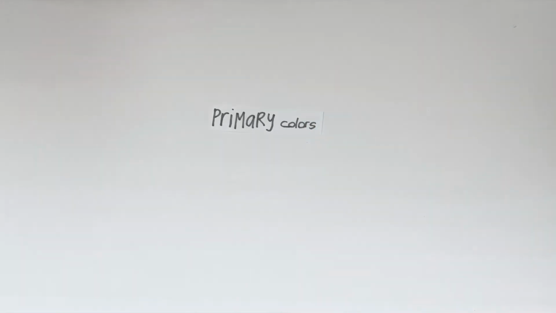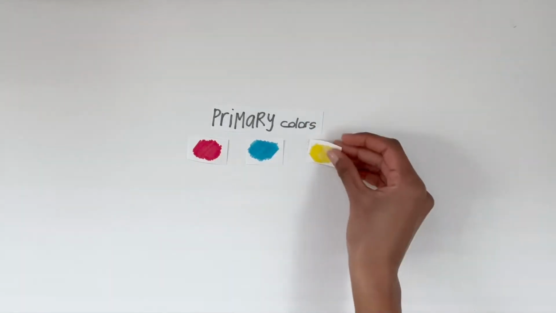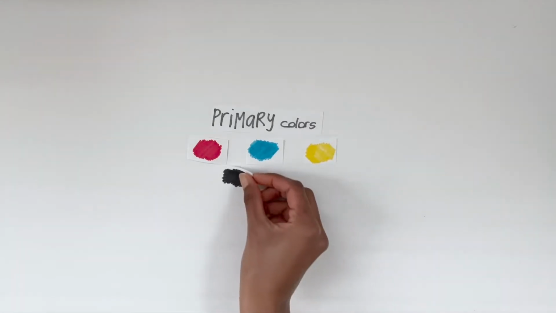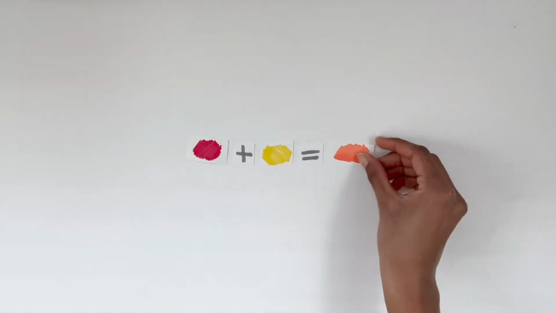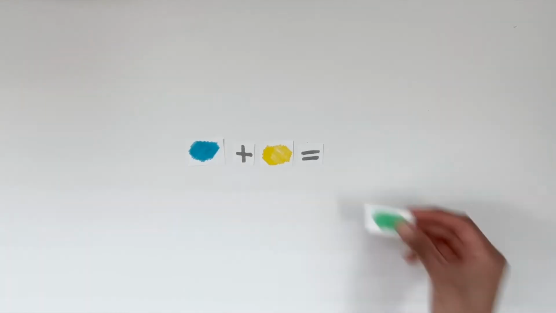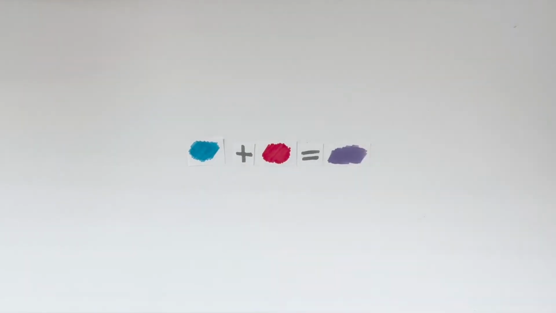Remember learning about the primary colors in elementary school? Red, blue, and yellow? These three colors, along with black and white of course, are called the primary colors because they are the only colors needed to make every other hue. And do you remember the basic color rules? Red and yellow make orange, blue and yellow make green, and red and blue make purple.